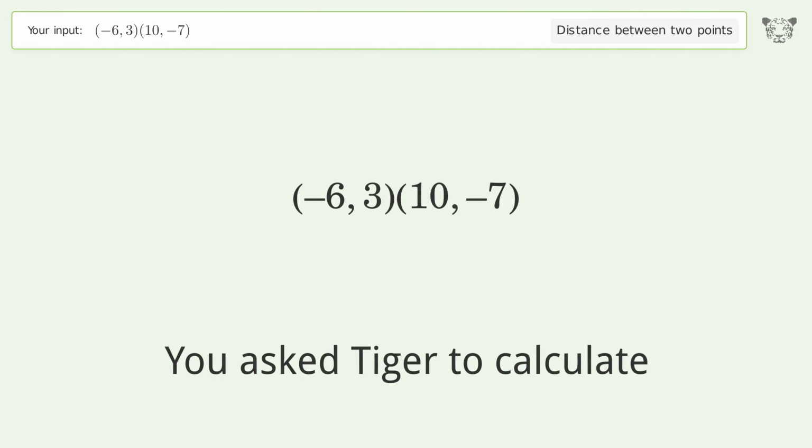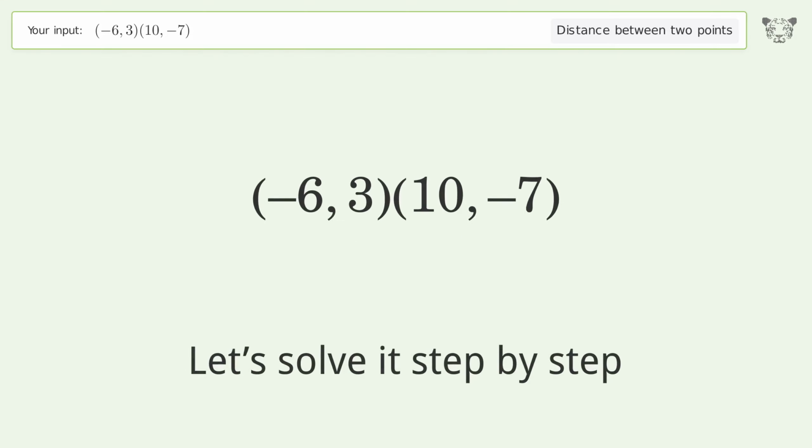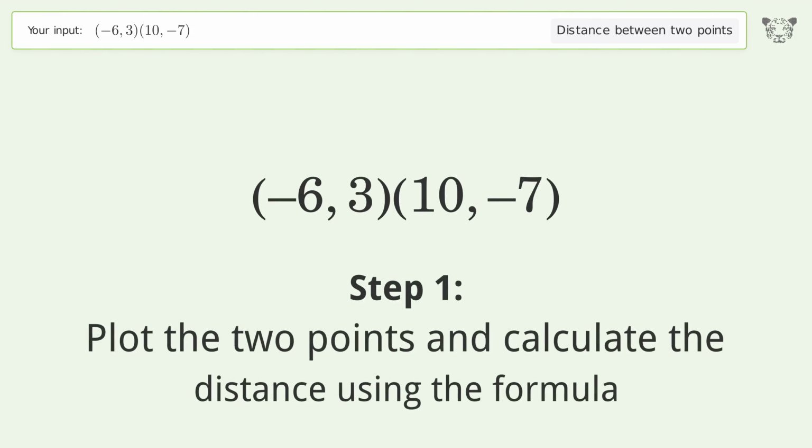You ask Tiger to calculate. This deals with the distance between 2 points. The distance between the 2 points is the square root of 356, or 18.868. Let's solve it step by step. Plot the 2 points and calculate the distance using the formula.